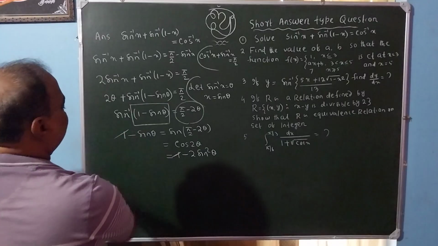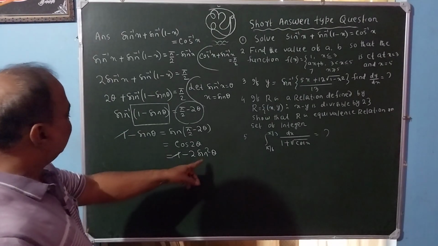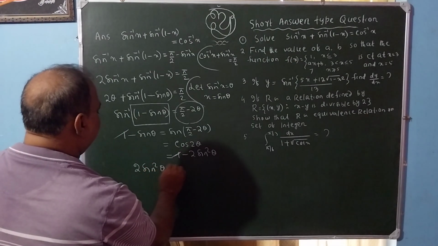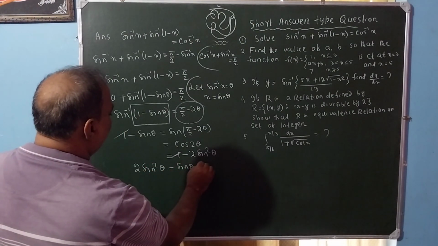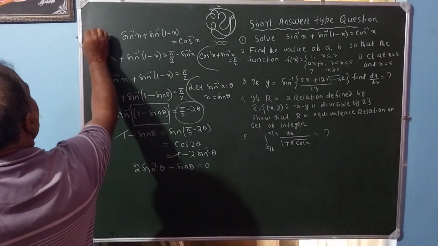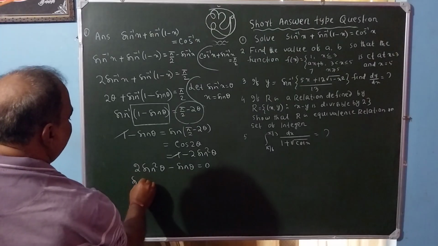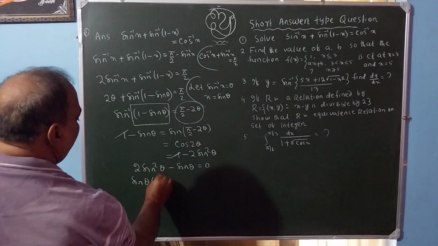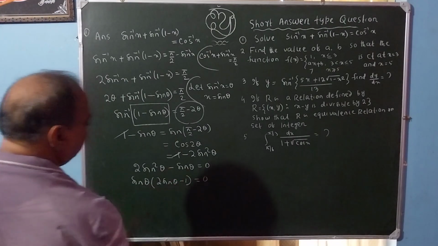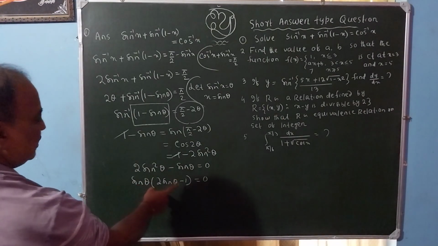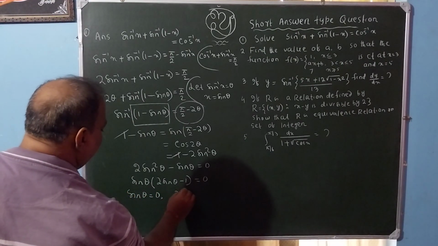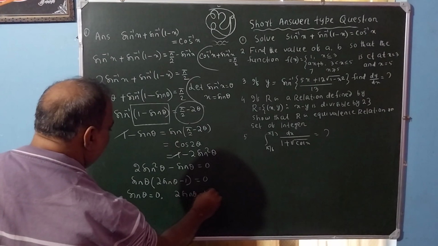This one cancels, so minus 2 sin square theta comes to this side: 2 sin square theta minus sin theta is equal to 0. Taking sin theta common, we get sin theta times (2 sin theta minus 1) is equal to 0. Either sin theta is 0 or 2 sin theta minus 1 is equal to 0.